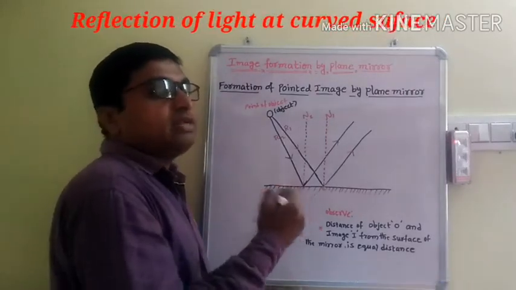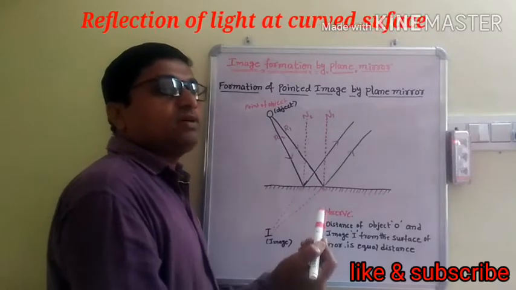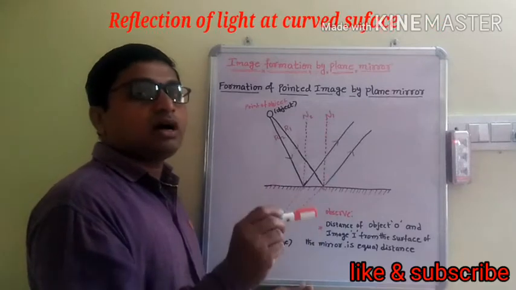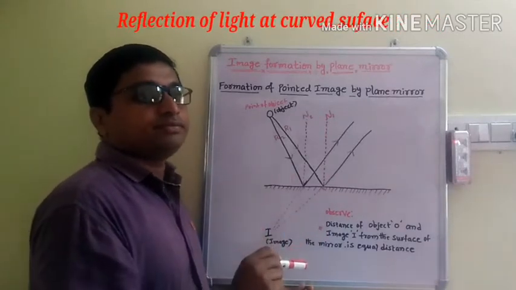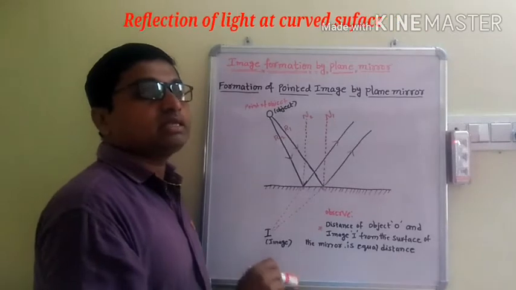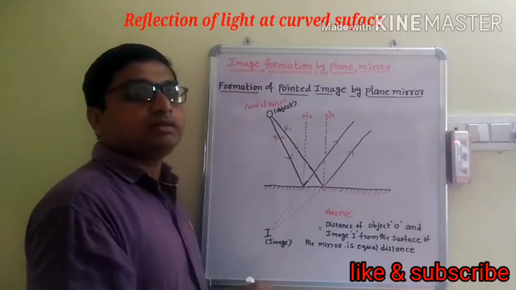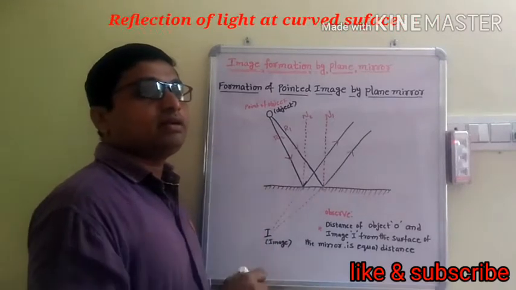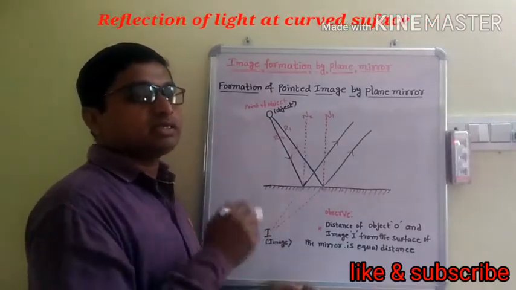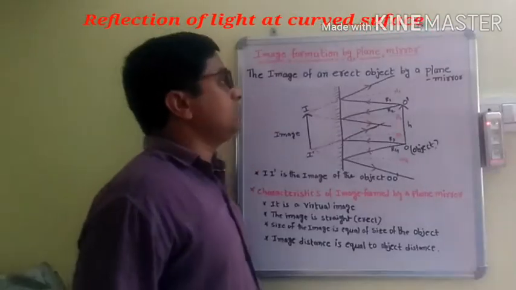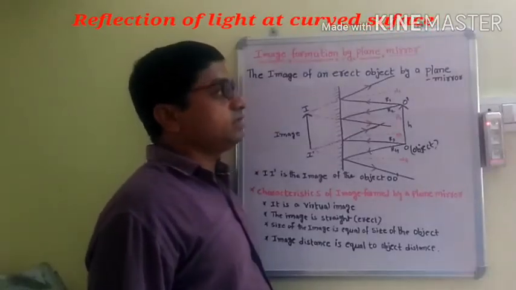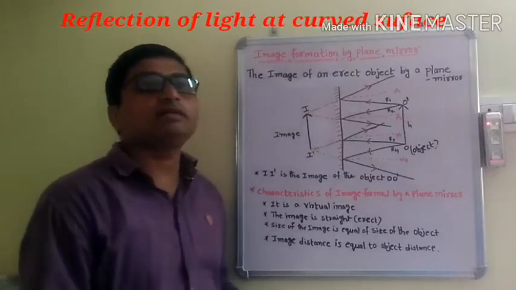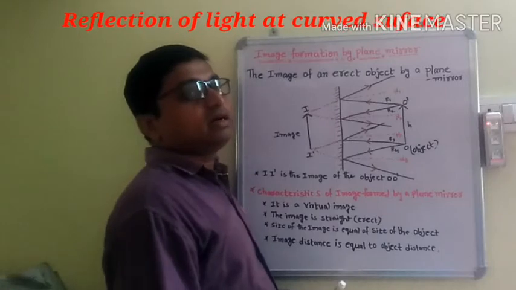This is the information about image formation by the plane mirror using a pointed object. Next we discuss an erect object, or an object with some height, in plane mirror image formation. Let me discuss image of an erect object by a plane mirror. Here we take an object with some height, which we call an erect object.